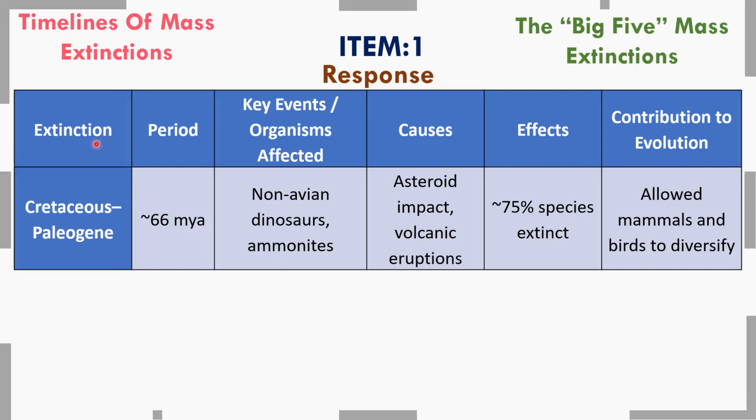Then the last extinction was Cretaceous-Paleogene. This took place in the period of 66 million years ago, and the organisms that were affected were non-avian dinosaurs and ammonites. The causes were asteroid impacts and volcanic eruptions. The effect, approximately 75% species extinct. And the contribution to evolution, it allowed mammals and birds to diversify.